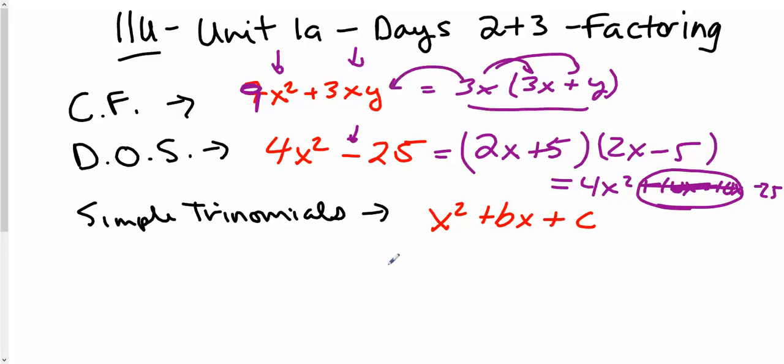Simple trinomials are things like x squared plus 2x plus 5 or that sort of thing, where we have x squared plus bx plus c. It's always ax squared, but in this case, a simple trinomial will have an a equal to 1. Okay, and there are 4 different cases for that.